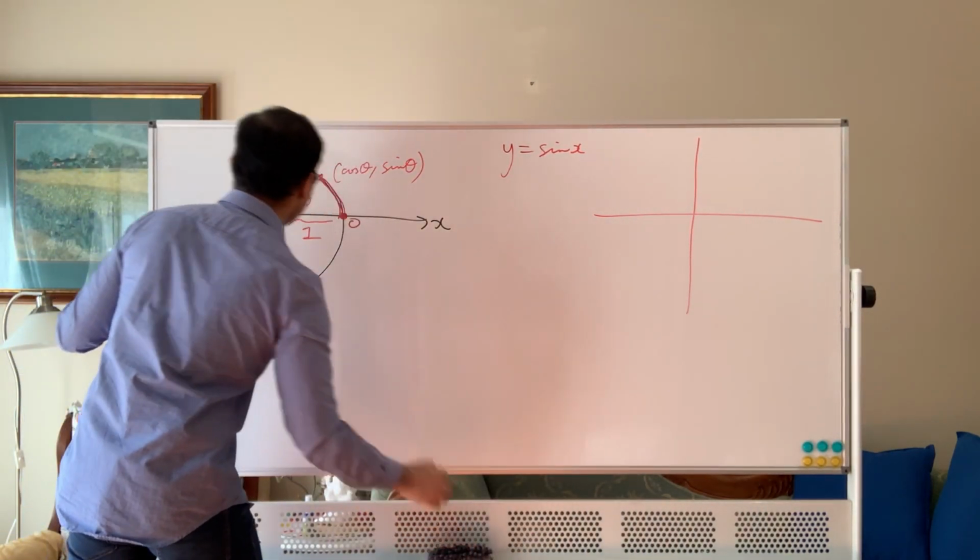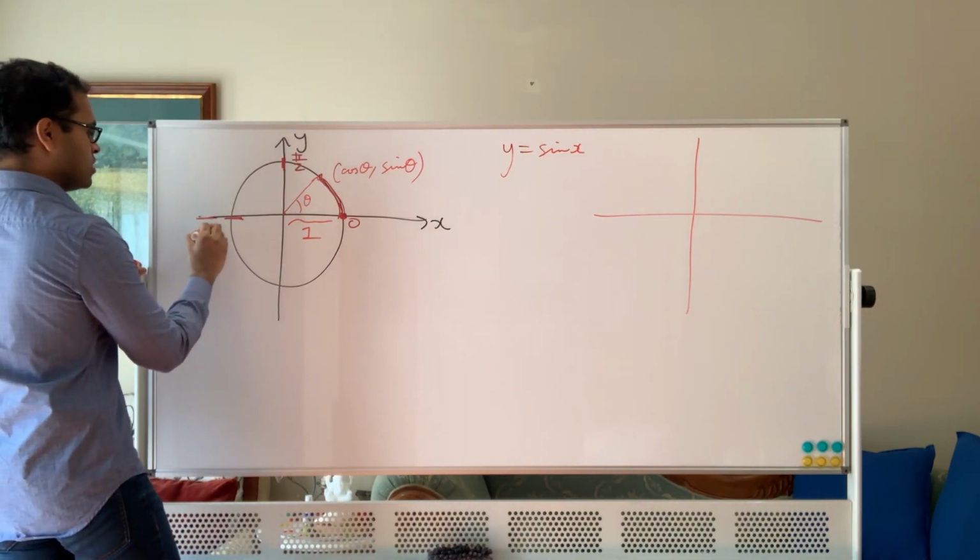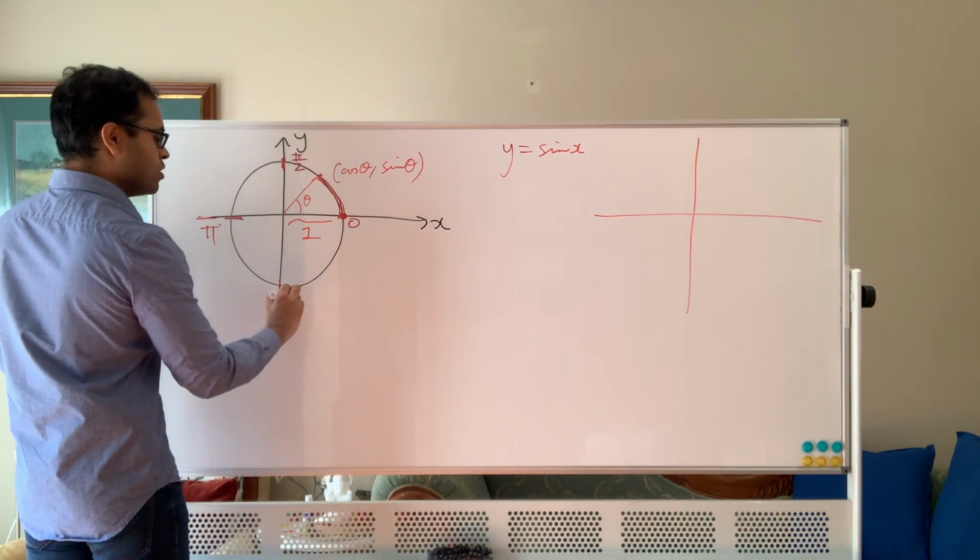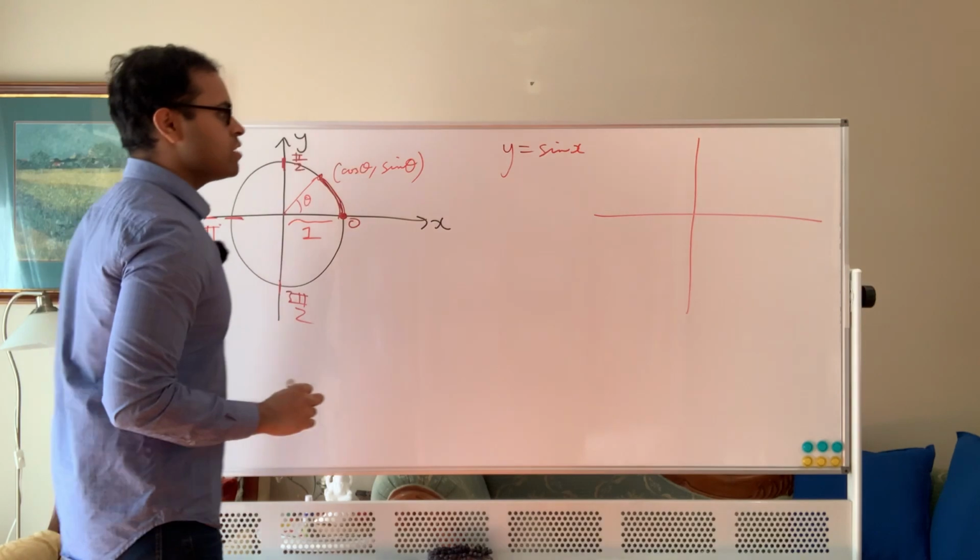Pi is going to be half of 2 pi, which is the full circumference. So this is going to be pi. Then this is going to be 3 pi over 2. So those are going to be the radians.